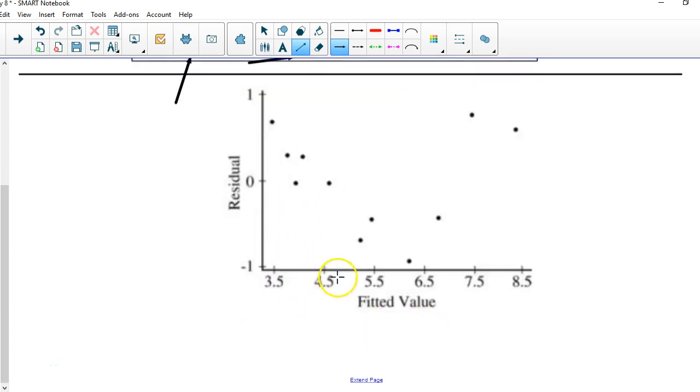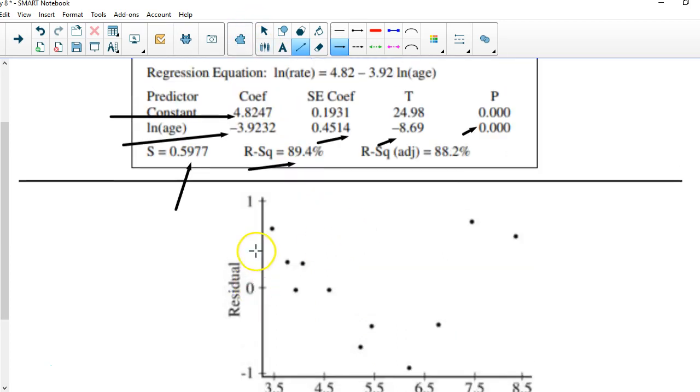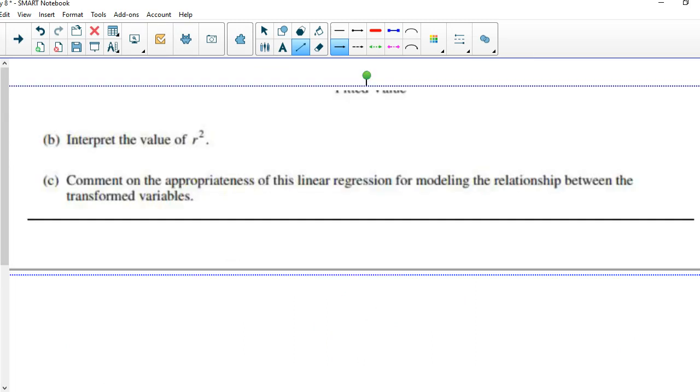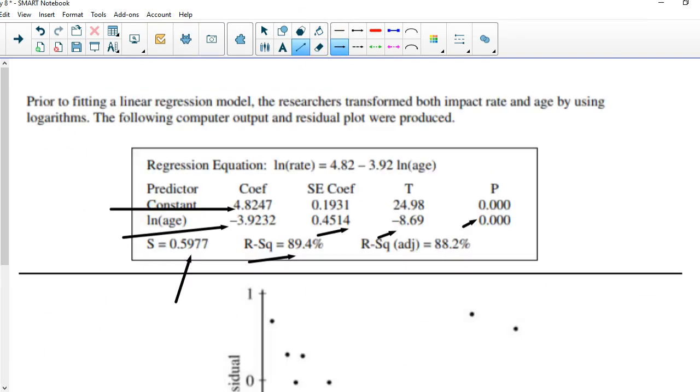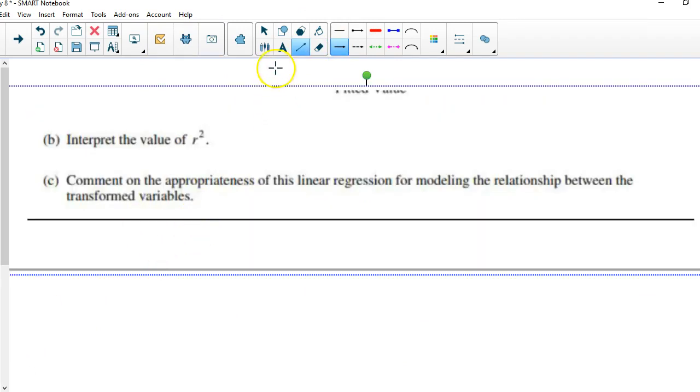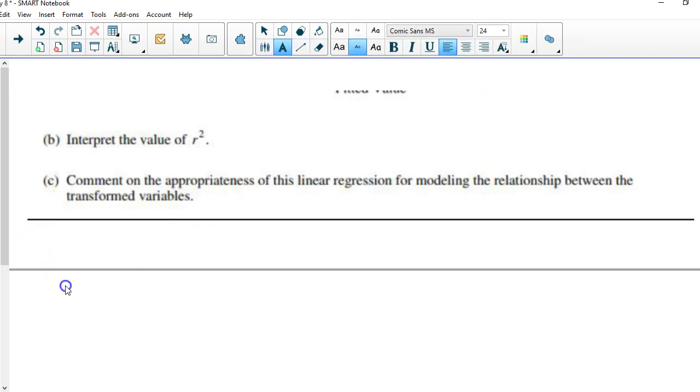Okay, so we have our residual plot, and we can see here that it doesn't look the best. I would say there is a slight U in it. Hopefully that makes sense. Moving on to the question, it says interpret the value of r squared. So I'm going to take that r squared, and that r squared is 89.4. And I'm going to type it out so it goes a little faster and it looks cleaner.